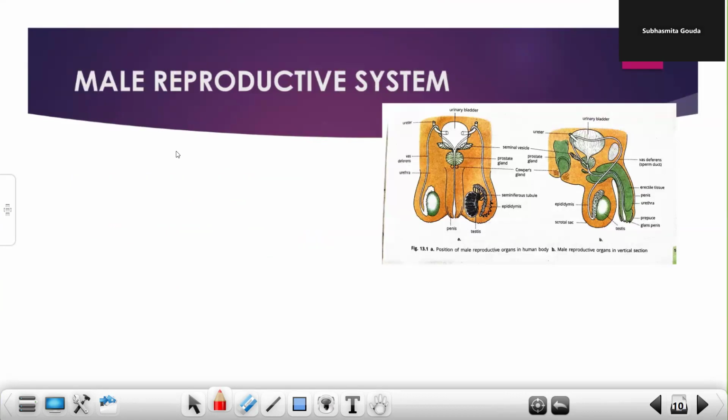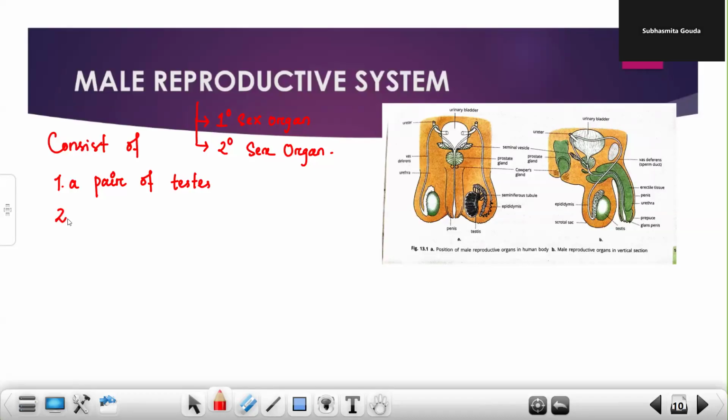In the male reproductive part, there are two types of sex organ. One is the primary sex organ, and the second one is the secondary sex organ. The first one is the primary sex organ, a pair of testes. This is the primary sex organ, and it is suspended in the scrotum.